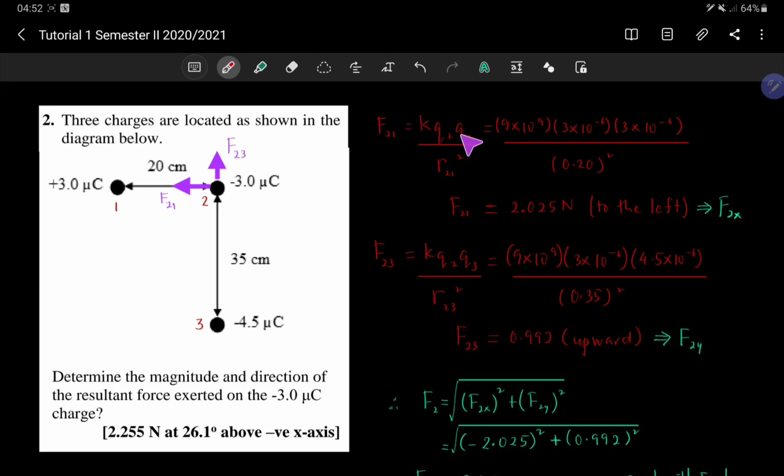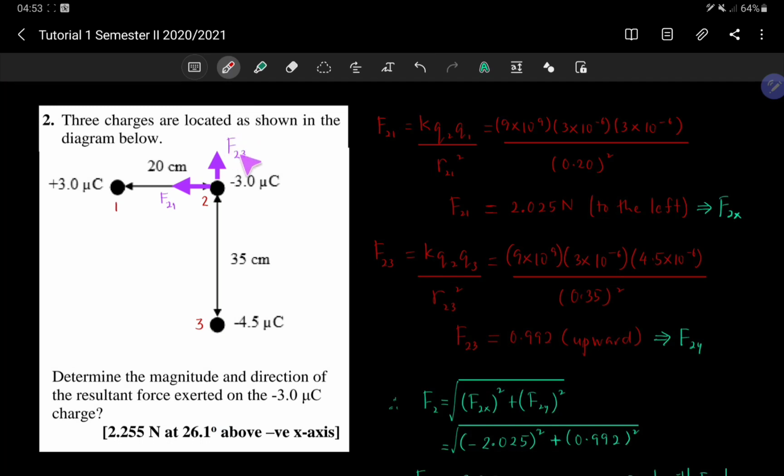So in substitution for the values of Q2 and Q1, we just take the magnitude only and ignore the negative sign, because positive and negative represent direction. So we just calculate the values now. F21 now equals to 2.025 Newton, which is directed to the left. We just take the direction, easy for us later, because normally any vector directed to the left must be negative in our calculation for the resultant. Then we calculate F23 again.